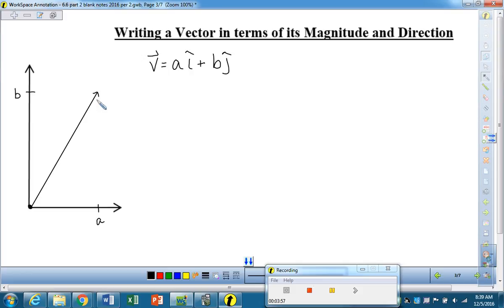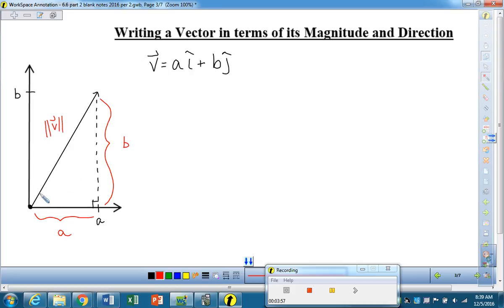Now we're going to turn this vector into a right triangle. So we're going to draw a vertical line straight down to the x-axis. We can label the sides of our triangle. So the base length, of course, is a. The height of our triangle is b. We can label the hypotenuse of our triangle, which is the actual vector. That's the magnitude of this vector. It's the length. So let's use the magnitude symbol for our hypotenuse.